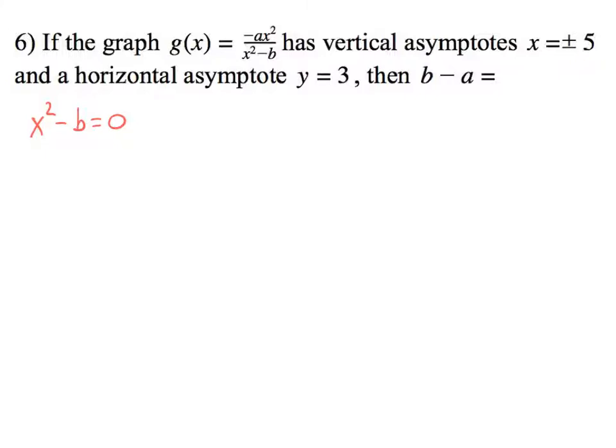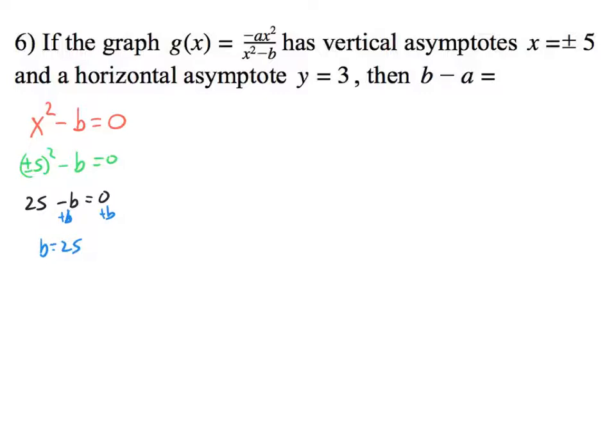So if I want my answers to be those, can we simply plug in plus or minus 5 right there and solve for b? Won't that give me b, because that x is what we want as an answer? So let's solve this. When you square that, you get 25. When we add the b over, we get b equals 25.